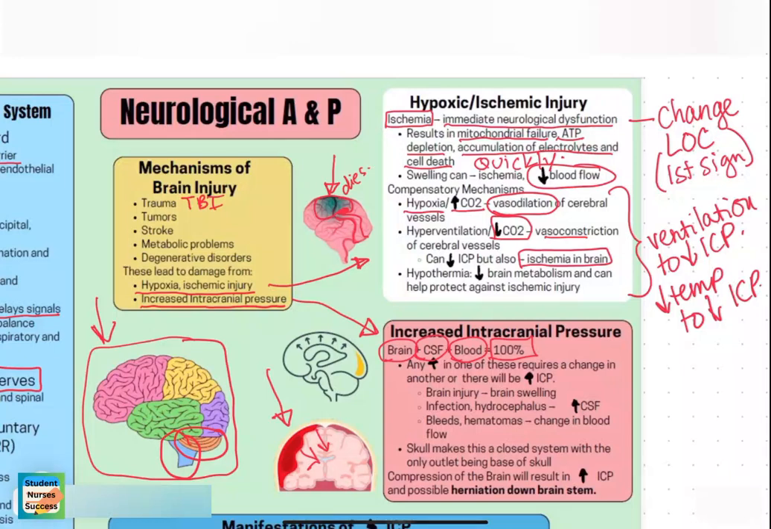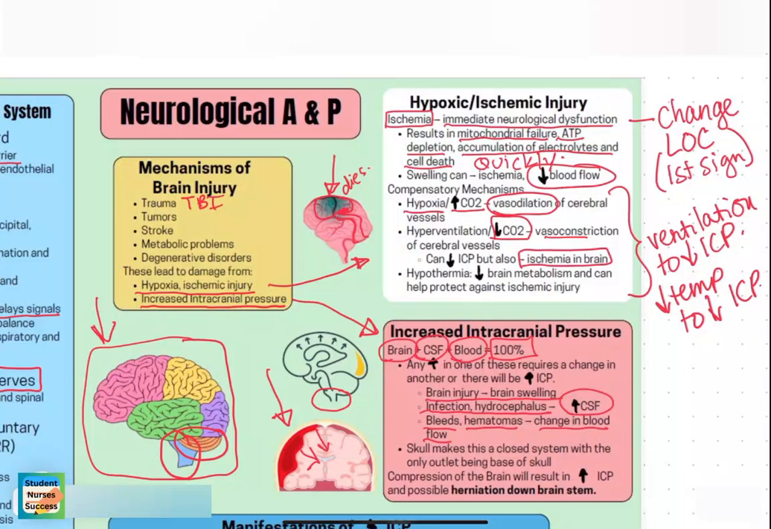There's just no room. And that's what causes increased intracranial pressure. So with brain injury, we see brain swelling increasing ICP. With infection or hydrocephalus, we might see an increase in cerebrospinal fluid. If we're having a bleed or a hematoma, we're going to have to see a change in blood flow as well. The skull makes this all a closed system with the only outlet right here at the brainstem.